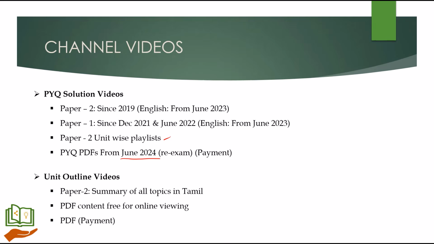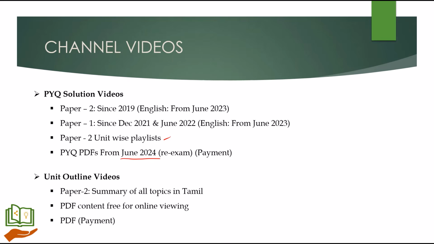Then we have unit outline videos. According to the syllabus, if you take one unit, there will be lots of topics, nearly 90 to 100 topics in one unit. I am talking about the broad topics listed in the syllabus. Those topics will be completely explained in a broader way. Some topics may be explained in detail, but some will have only a general or broader explanation. The summary of all topics video is called unit outline videos.